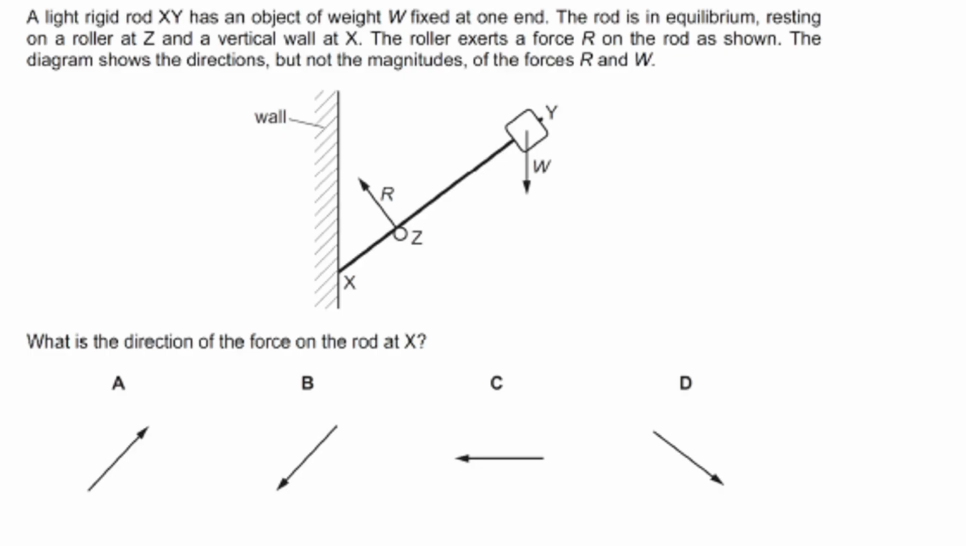A light rigid rod XY has an object of weight W fixed at one end. The rod is in equilibrium, resting on roller Z and the vertical wall at X. The roller exerts a force R on the rod as well. The diagram shows the directions but not the magnitudes of the forces R and W. What is the direction of the force on the rod at X?